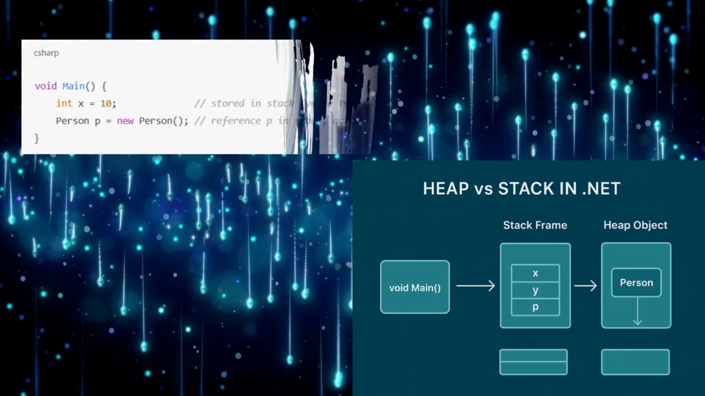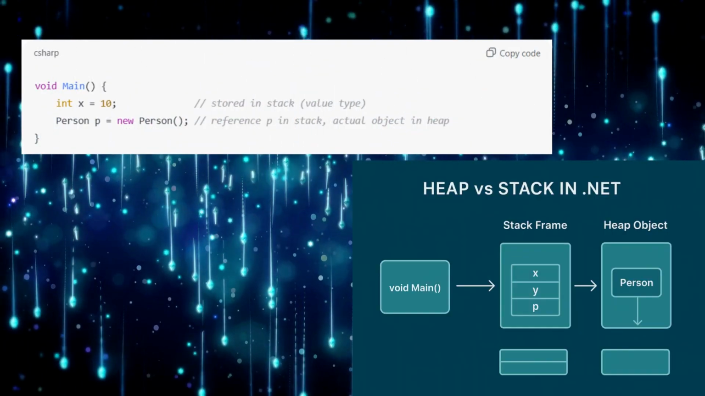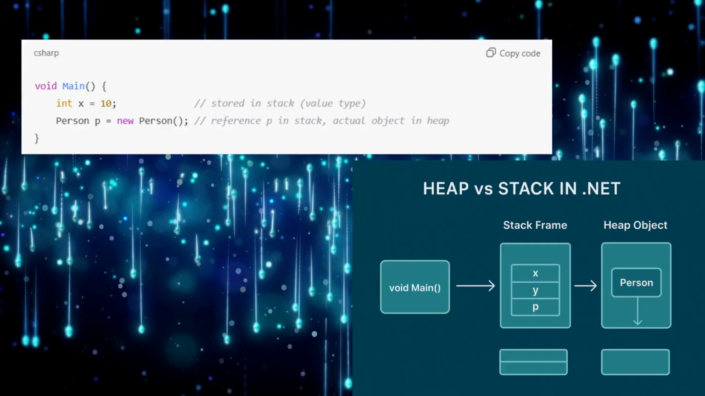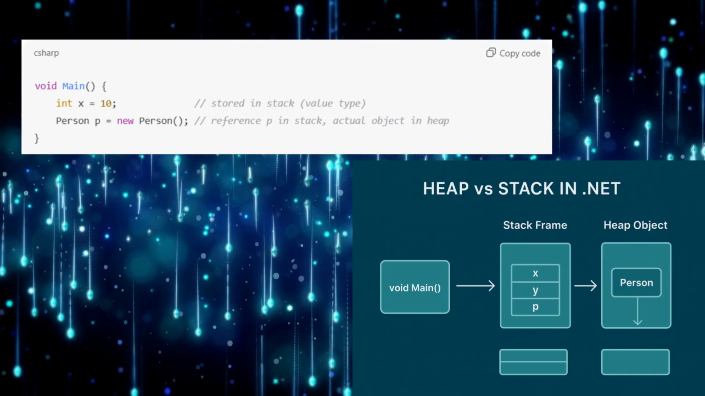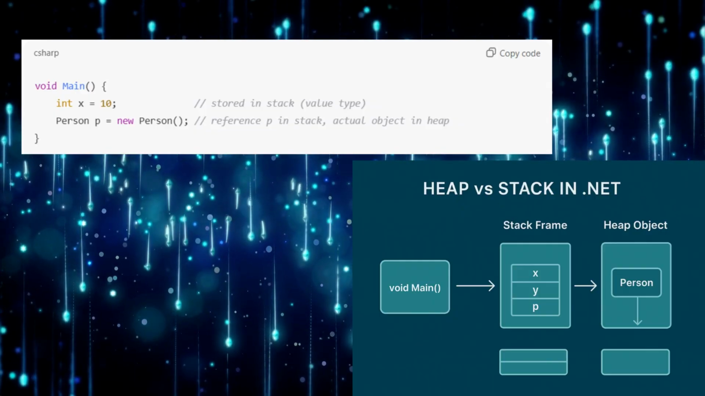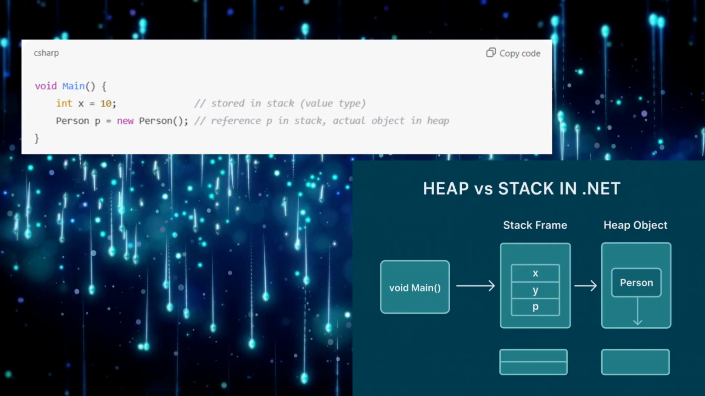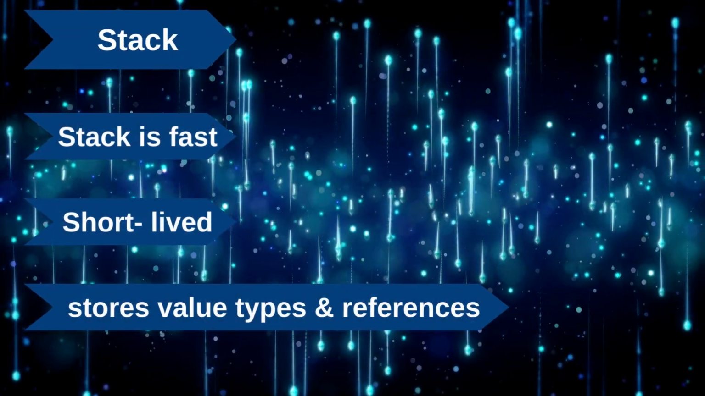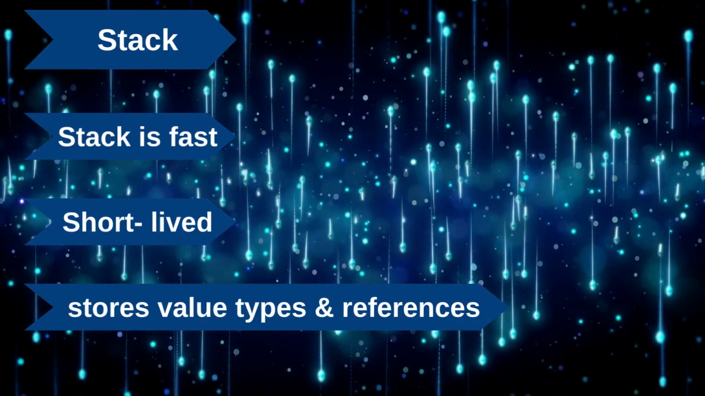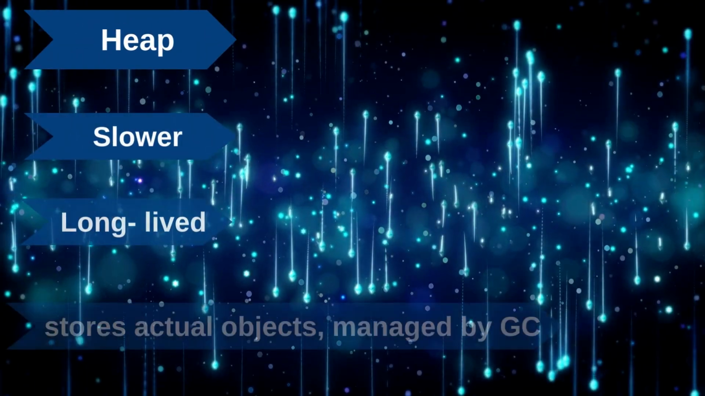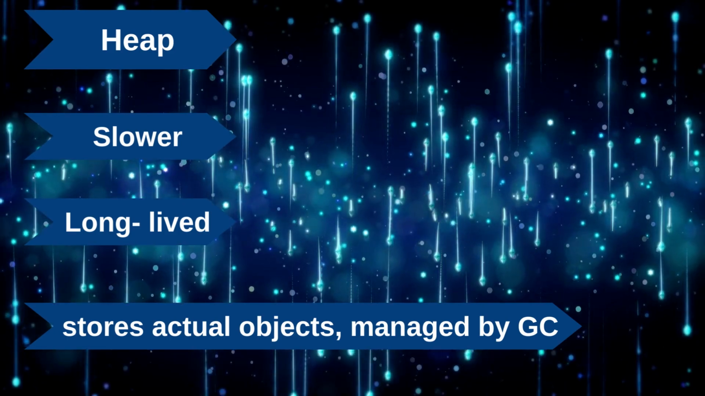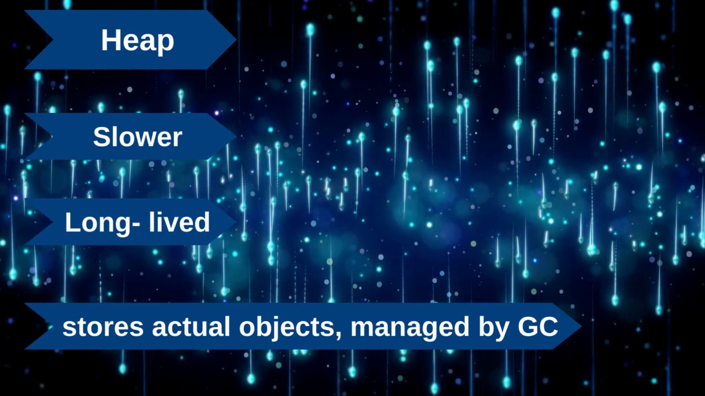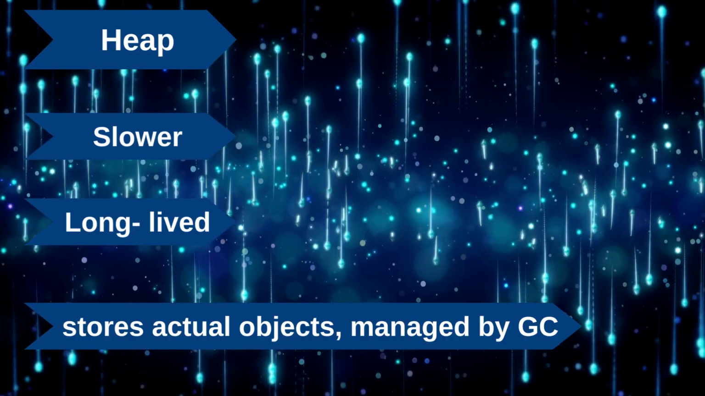A value like x lives directly on the stack, fast and temporary. But when you create an object like p = new Car(), the reference p is stored on the stack, while the actual object lives in the heap. In summary, the stack is fast, short-lived, and stores value types and references. The heap is slower but long-lived, storing the actual objects, all managed by the garbage collector.